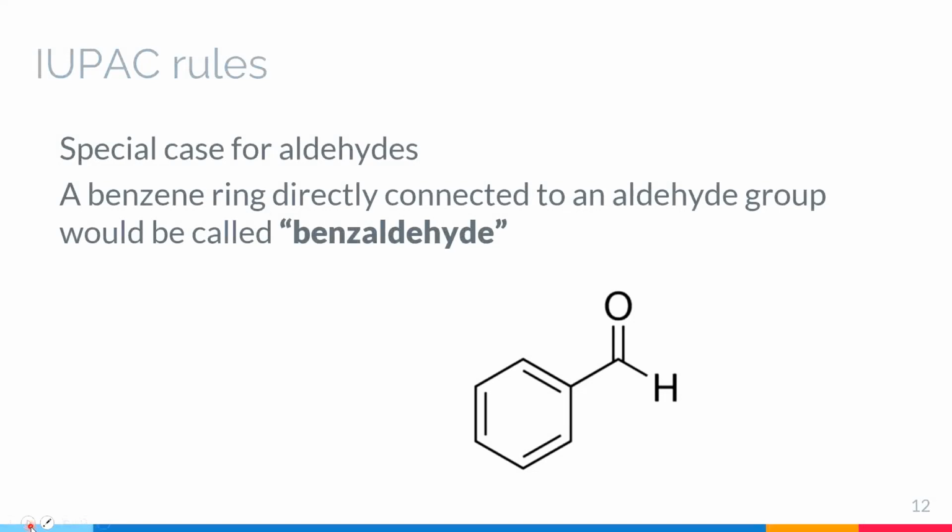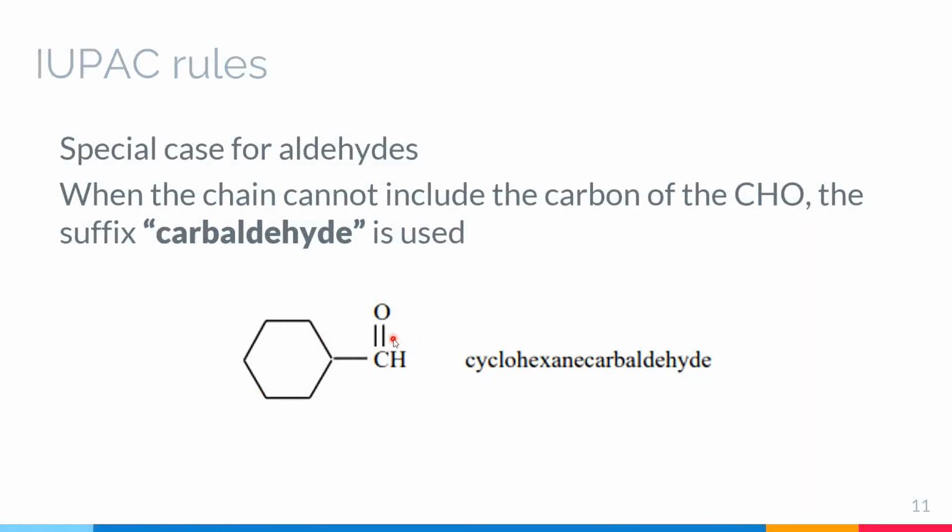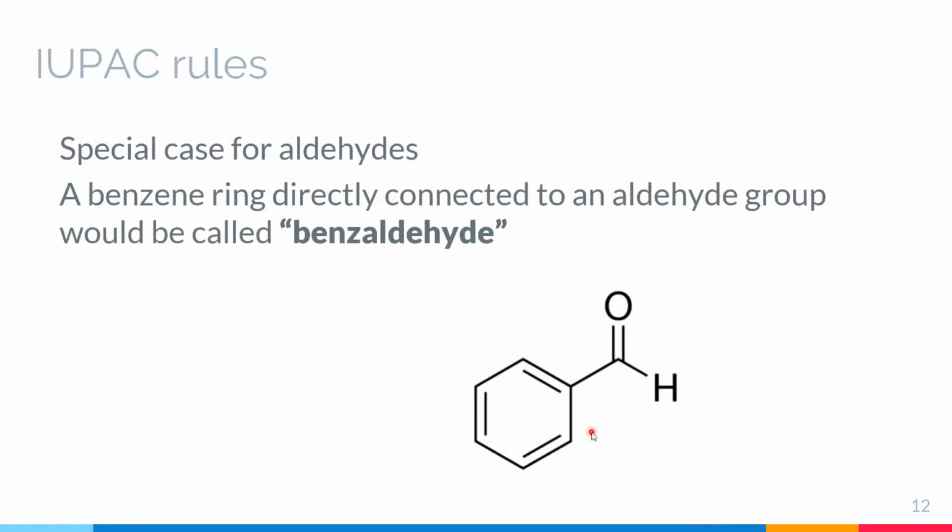Another special case: what if it's a benzene attached directly to an aldehyde? Like this one, except it's a benzene, specifically a benzene ring. So we would call that benzaldehyde. This is only for this case, something that looks like this, we would call it benzaldehyde: a benzene directly connected to an aldehyde group.